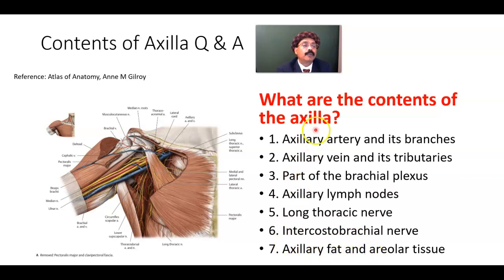And we have the axillary artery, axillary vein, and brachial plexus. Do we have the axillary nerve? Yes. The axillary nerve is a part of the brachial plexus from the posterior cord. The axillary nerve innervates two muscles. One is the deltoid and the other one is the teres minor.